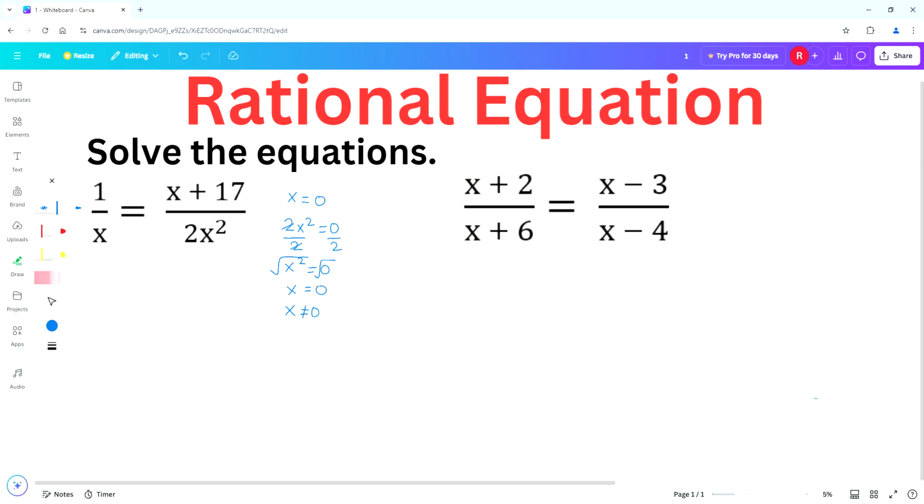Now we can start solving the equation. The first step is to cross multiply the denominators. We can cross multiply 2x squared to the left side and x to the right side. One times 2x squared is 2x squared. On the right side, we can distribute the x in the parentheses.